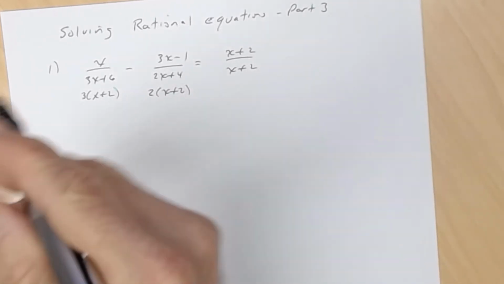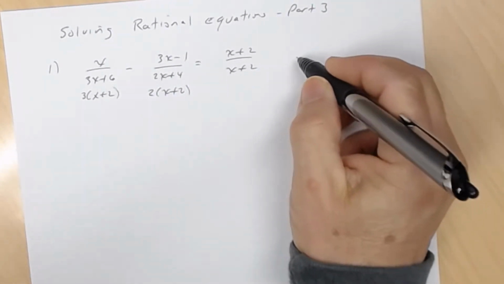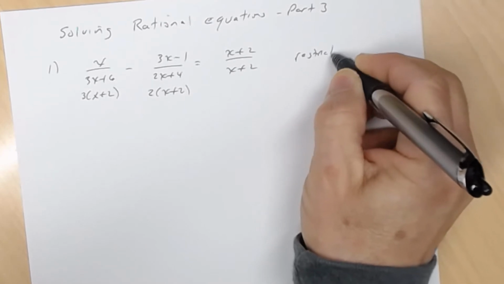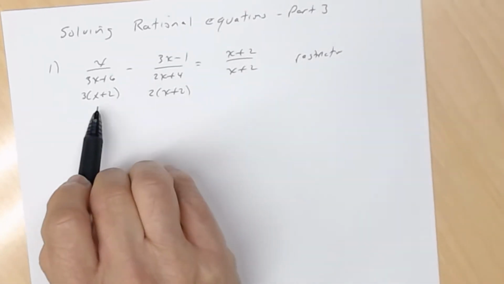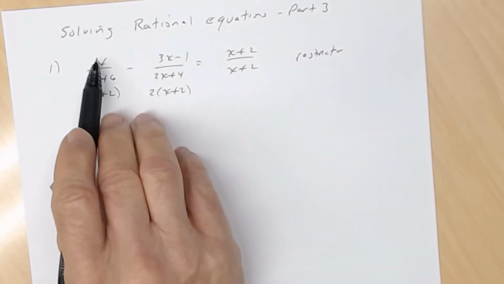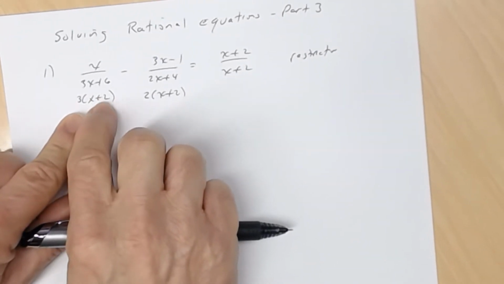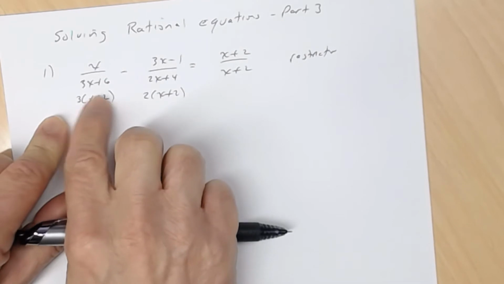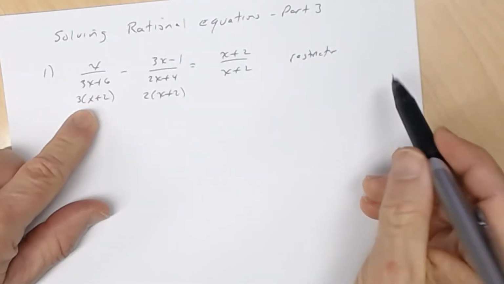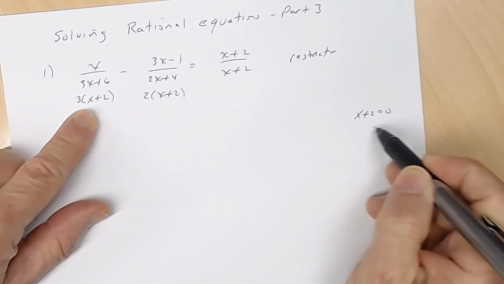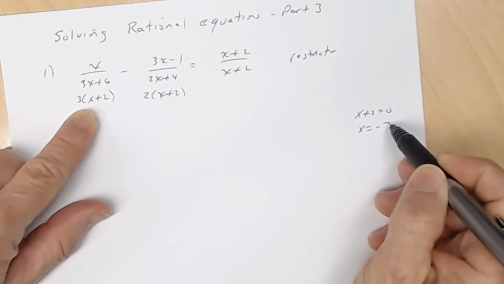Step 2, or still part of step 1, is to find the restrictions. Once you factor, you ask yourself, what makes this rational expression undefined? Well, here are my factors, 3 and x plus 2. So this will be 0 if x plus 2 is 0. So where is x plus 2 equal to 0? Well, x plus 2 is equal to 0 when x is -2, right?